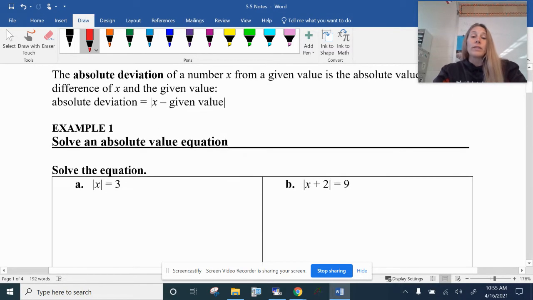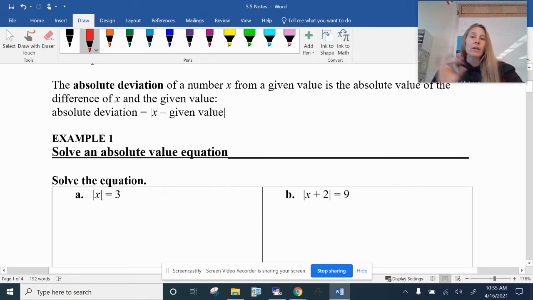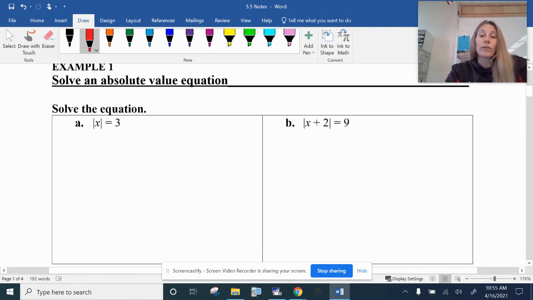Now, the term absolute deviation. When we talk about deviation, we're saying how far away is something. So if you think about walking down a path, maybe in the woods, and then instead of walking straight, you deviate from that trail. So you kind of leave the path. Well, how far did you deviate? So the absolute deviation of a number x from a given value is the absolute value of the difference. So you would just subtract the 2 and then find that difference. And again, you can't deviate a negative amount because it's referring to distance. All right, so with this being said, let's solve some absolute value equations.